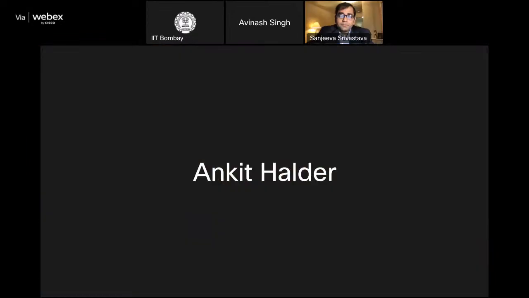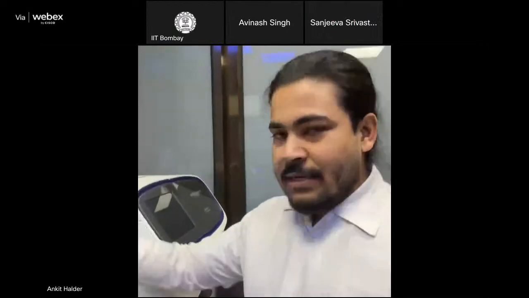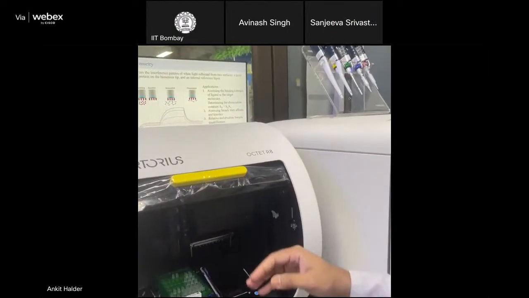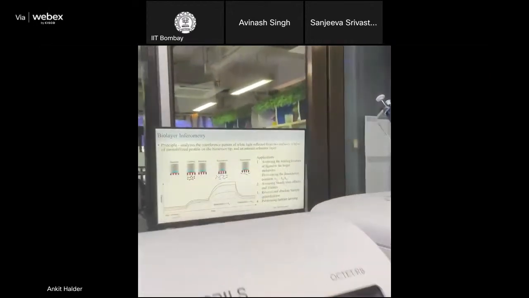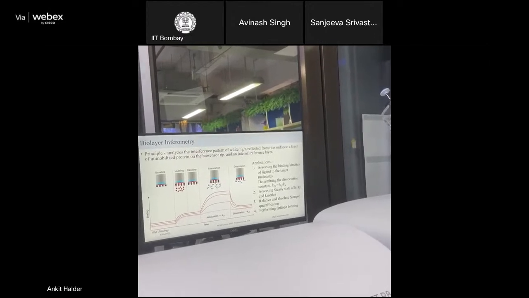Hello everyone. This is the biointerferometry instrument. Here we can perform all kinds of interaction-based studies, two molecule interaction-based studies.